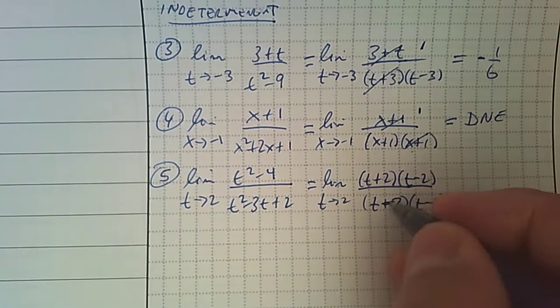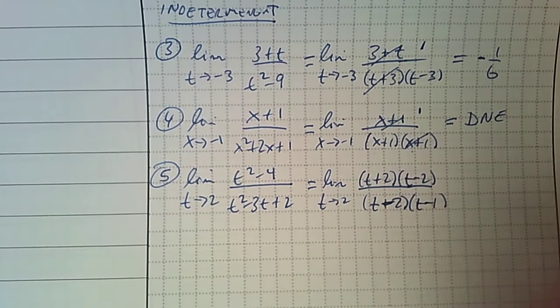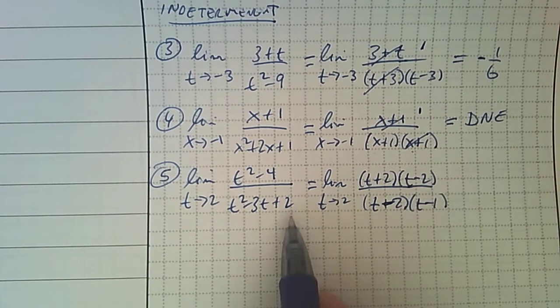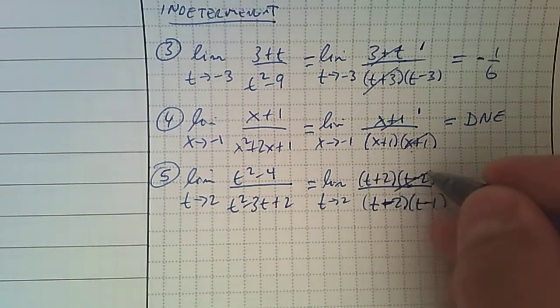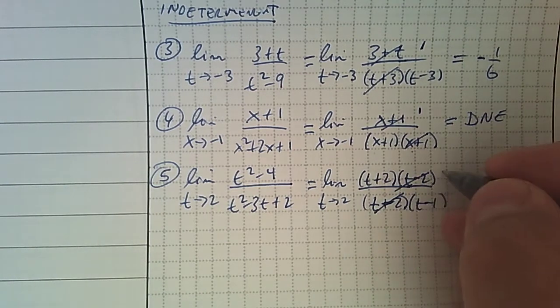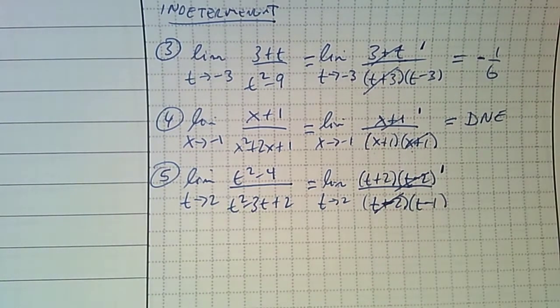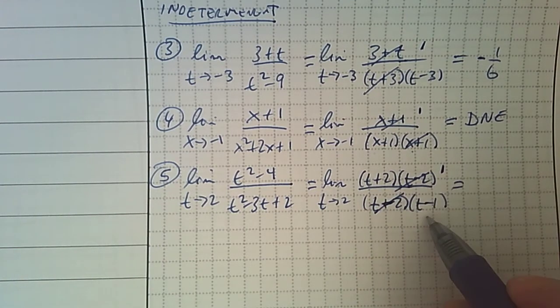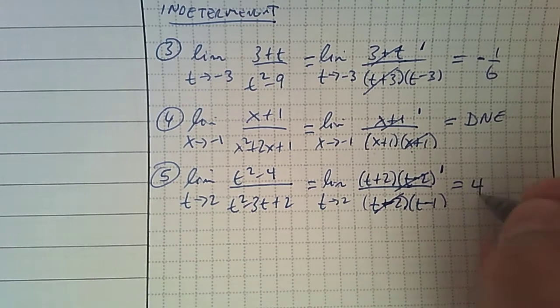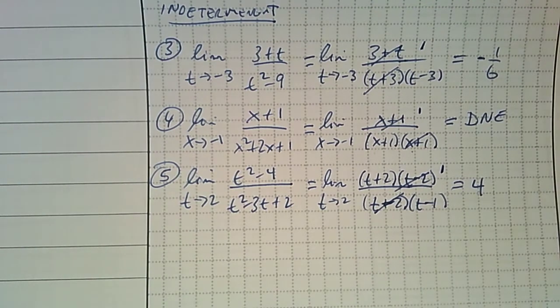So this simple factoring cannot take forever. So difference of squares, what two numbers multiply to 2 and add to negative 3? Both are negative. So t subtract 2, that leaves me with positive 1. They divide out. Now what happens when I plug in 2? That gives me 4 over 1. I got that. So that exists, and that answer is 4.